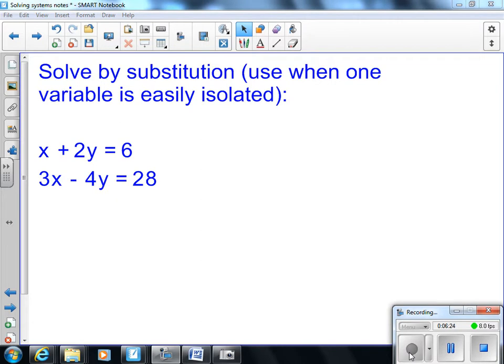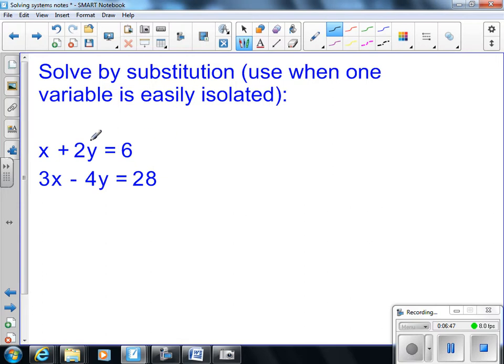Okay, let's try one. You're going to solve this one by substitution. And substitution is really easiest to use if already one variable is isolated, or one can be easily isolated. So as you look at these, is there one variable that sticks out that you can get by itself really easily? Which one is the x in the first one? Okay, so let's do that. I'm going to subtract 2y's, and I get x is equal to negative 2y plus 6. Or you can have 6 plus 2y.